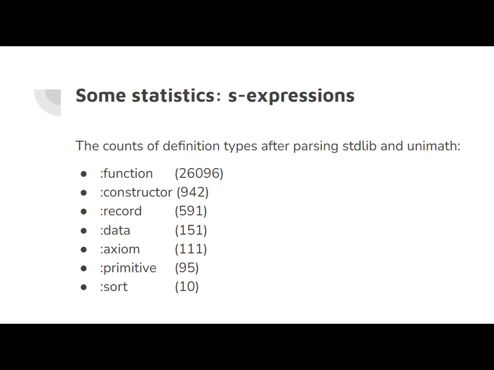So these are just some statistics. These are the summed up counts of different definitions from Unimath and the standard library. All in all, there are 26,000 functions, almost 1,000 constructors, 150 data types, and so on. By the way, it might be worth saying that a function can be a function of zero arguments. Like if you define 3 equals successor, et cetera, 0, it's going to count as a function. So that's all the things that you find which are not a constructor or an inductive data type.